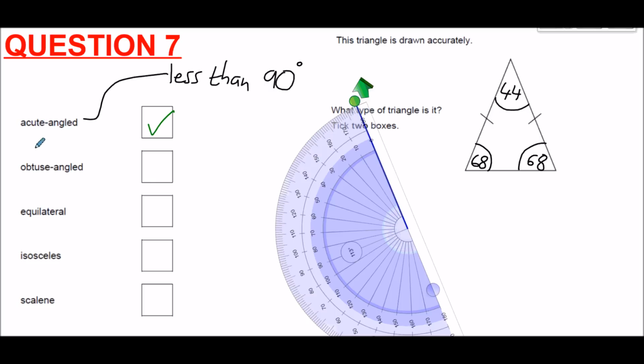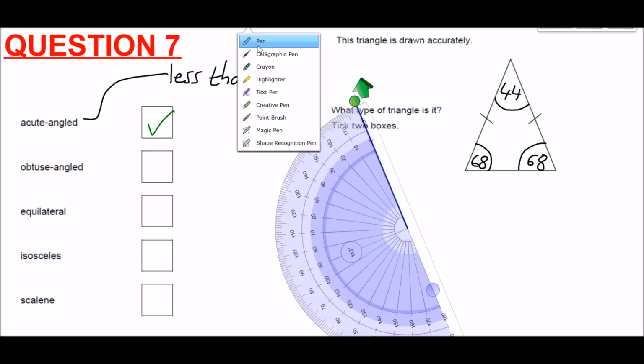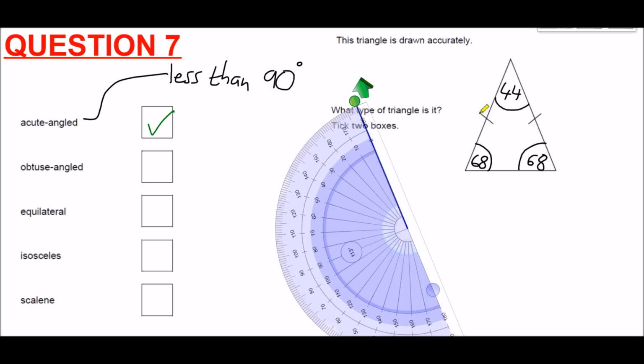Because it's all acute, definitely not obtuse angles, so we don't tick that. Equilateral, not necessarily, although the dashed lines do mean that these two sides are equal. These two sides are equal, and the two base angles are equal. If two sides and two angles are equal, we can say the triangle's isosceles. So these are the 2 boxes we need to tick: it's acute angled and it's also isosceles.